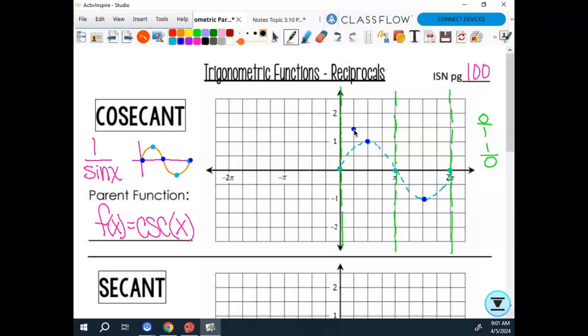So this is 0, pi fourths, pi halves. This would be 3 pi fourths. What's the sine of 3 pi fourths? Square root of 2 over 2. So the reciprocal is going to give me the same thing, right? Then when I get to 5 pi fourths, that's negative square root of 2 over 2, so it's about a negative 1.4. Same thing for this one.